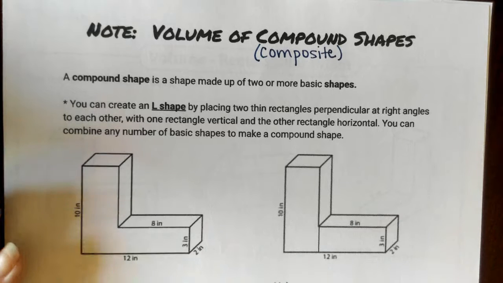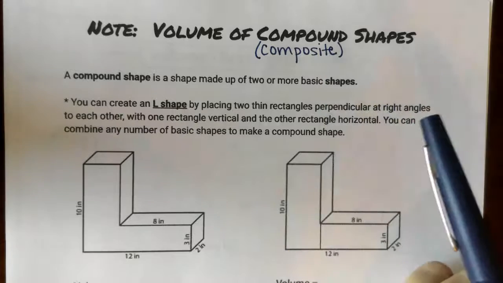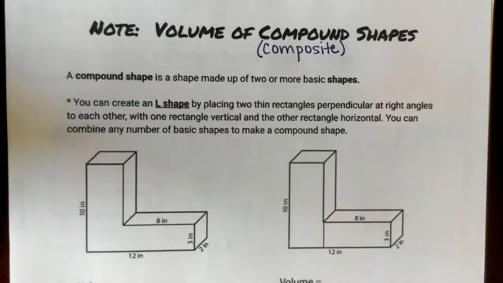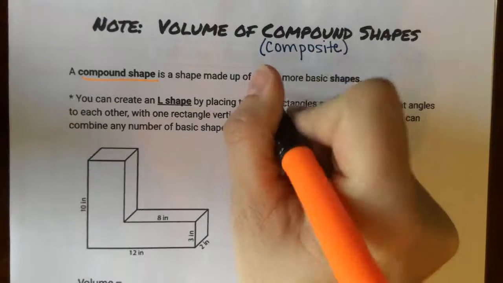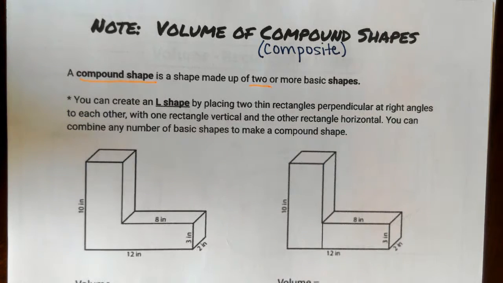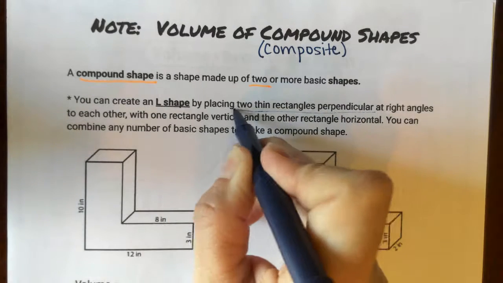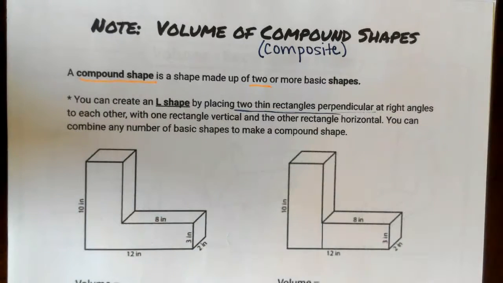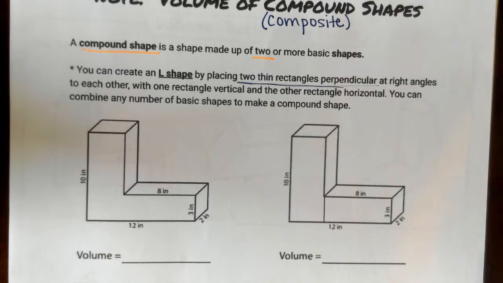Okay, taking notes on volume of compound shapes, or sometimes called composite shapes. So a compound shape is a shape made up of two or more basic shapes. So rectangles, cones, spheres, cylinders. So you can create an L shape by placing two thin rectangular prisms perpendicular at right angles to each other. So here you can see we have a compound or composite shape. So we're going to be able to find the volume of a shape that is compound or composite.